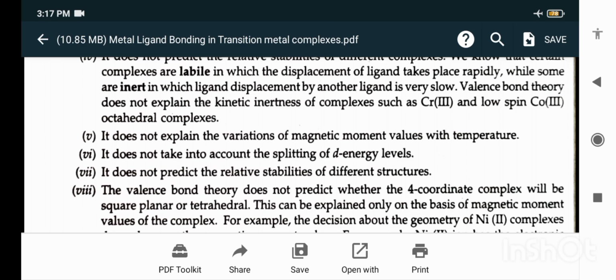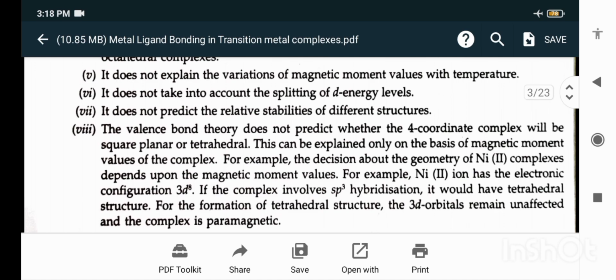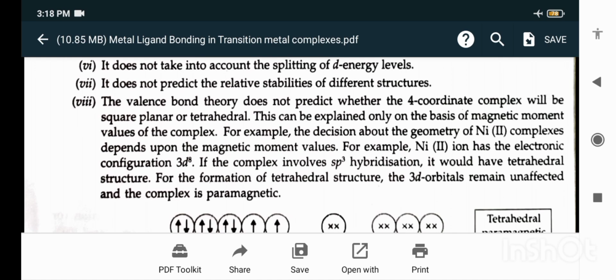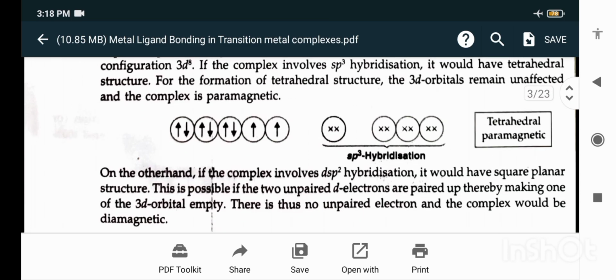The valence bond theory does not predict whether the four coordination complex will be square planar or tetrahedral. This can be explained only on the basis of magnetic moment values of the complex. For example, the decision about the geometry of nickel(II) complexes depends upon the magnetic moment values. Nickel(II) ion has the ionic configuration 3d8. If the complex involves sp3 hybridization, it would have a tetrahedral structure. For the formation of tetrahedral structure, the 3d orbitals remain unaffected and the complex is paramagnetic.